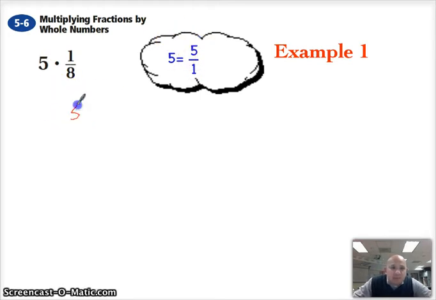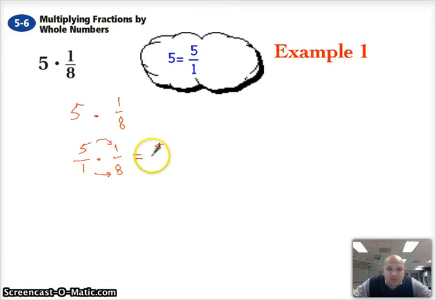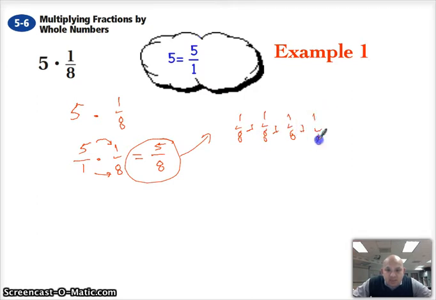So we're going to take 5 times 1/8 and convert it to 5 over 1 times 1/8. Now we're going to multiply the numerators and multiply the denominators. This is actually easier than adding or subtracting fractions. 5 times 1 is 5. 1 times 8 is 8. Our answer is 5/8. Same thing as 1/8 plus 1/8 plus 1/8 plus 1/8 plus 1/8. We add those 5 groups of 1/8 together and we'll get 5/8 as well.